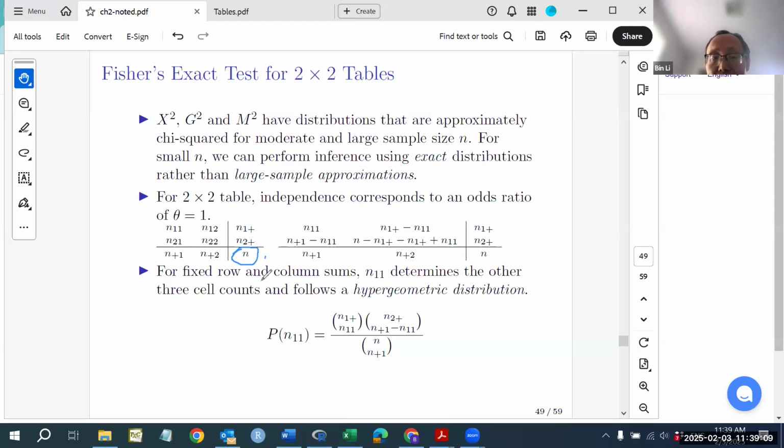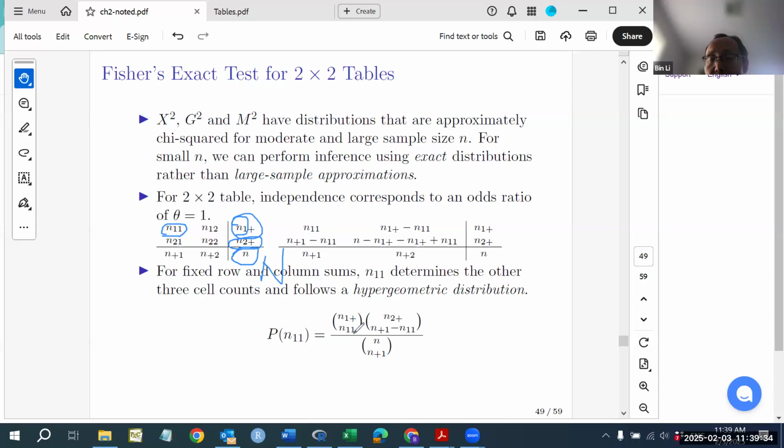Now this small n becomes the capital N, right? And how many red balls? Let's just say we have this many red balls. The first row means success, or the red balls, and the second row means the blue balls, or the failures. So we have N11 successes.